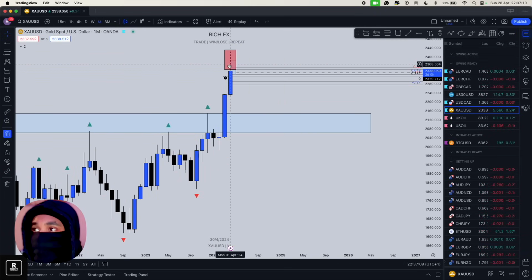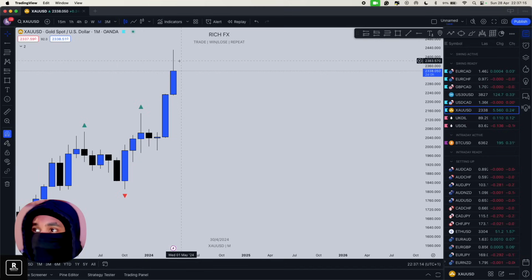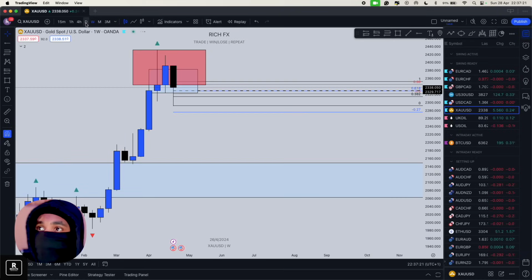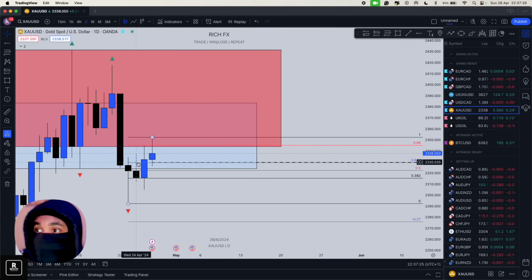As you can see, we've got just this candle. Let me get rid of everything. We've got just this one candle here, which is clearly rejecting from this area here. So we're still looking for sells in this case. So monthly bearish, weekly bearish, and on the daily time frame we are bearish unless price says otherwise.